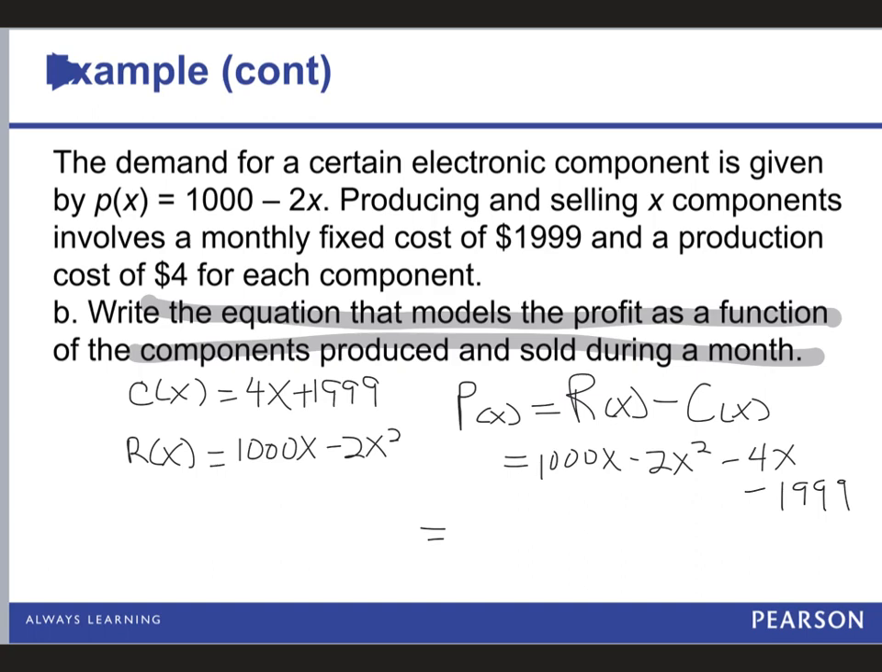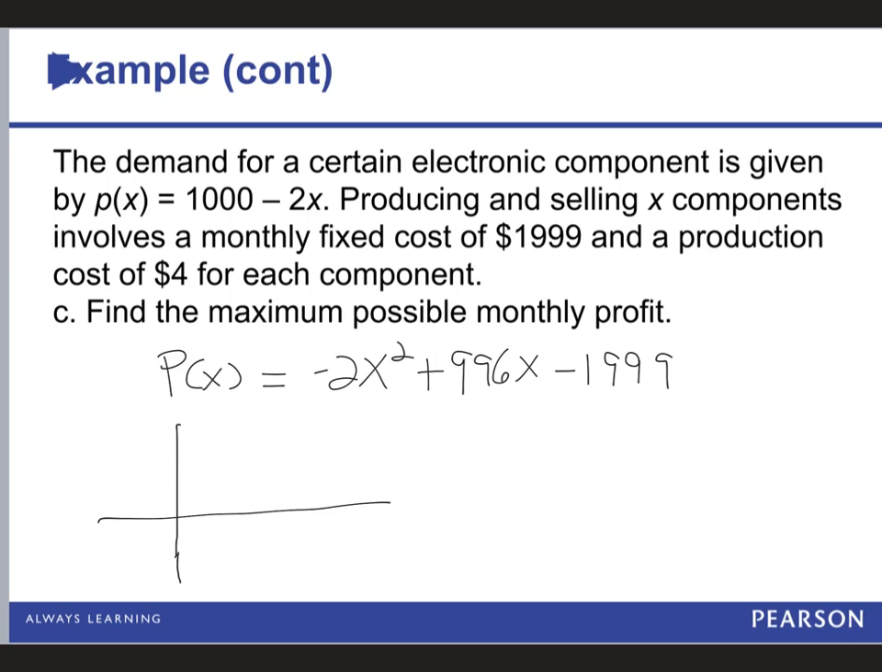And since I ran out of room, I'm going to rewrite this a little bit, and maybe I'll write it in standard form. I'll write minus 2x squared. 1,000x minus 4x is going to give us positive 996x, and then minus 1,999. And so this would be our profit function.